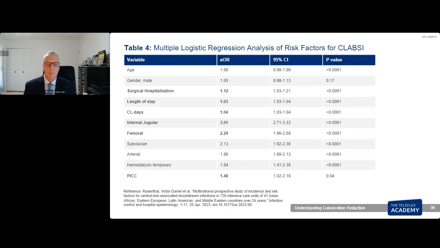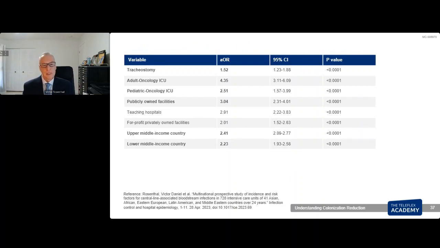Surgical hospitalization compared with medical was associated with the risk of CLABSI. The length of stay increased the risk of CLABSI 3% per day of stay. The use of central line increased the risk of CLABSI 4% per day of central line use. Insertion sites associated with a higher risk were jugular and femoral. And the type of catheter that showed the lowest risk with a significant p-value was PIC. Tracheostomy was also associated with risk of CLABSI, of course, because it's close to the insertion site.